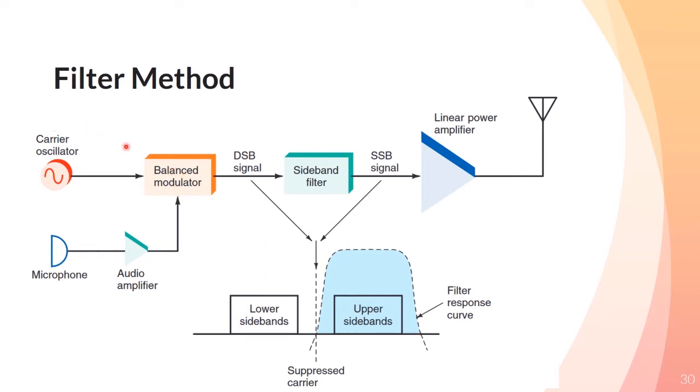A crystal oscillator provides the carrier signal, which is also applied to the balanced modulator. The output of the balanced modulator is a double sideband signal. A single sideband signal is produced by passing the DSB signal through a highly selective bandpass filter that selects either the upper or the lower sideband, which is then amplified and then fed to an antenna for transmission.